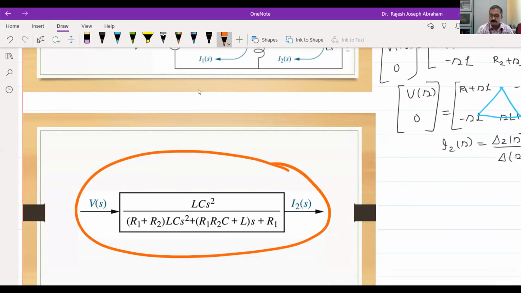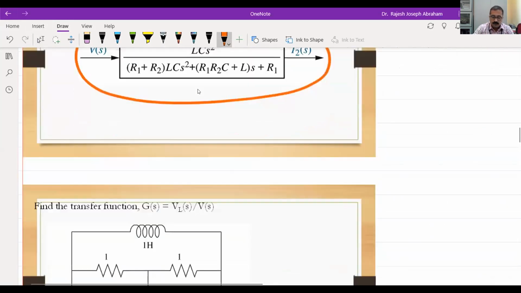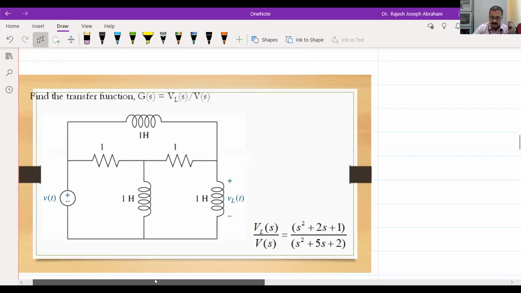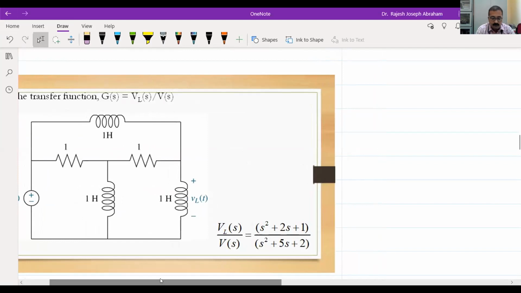Let us try one more problem. So this time I will straight away write the matrix form. You should get habituated to writing the matrix form directly, and that in Laplace domain. Otherwise your time will be consumed. Too much of your time will be wasted. Fine. So let us try that. So this is the network given to you.